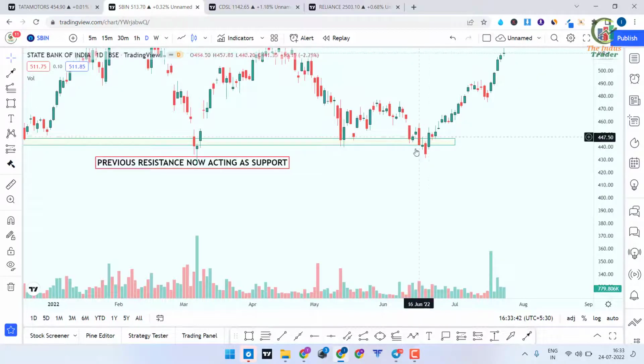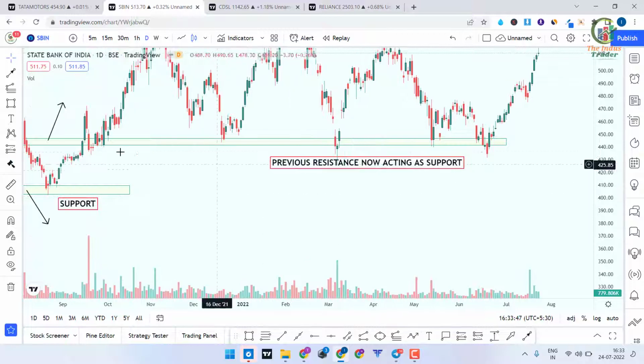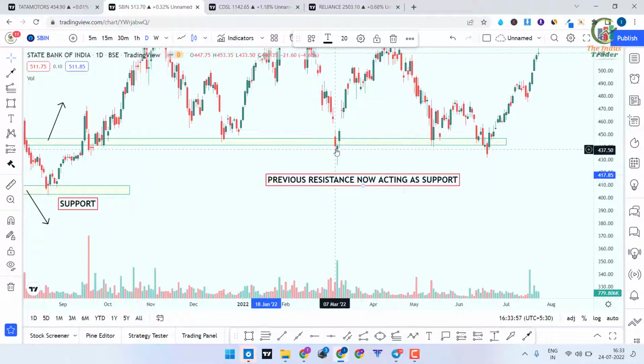See, this is the example of the bear trap. Very simple example, like this is acting as a support, and you can see here also we got a bear trap, and here also we got a bear trap. But here if you see, we have a wick and we have a rejection, we might have avoided.